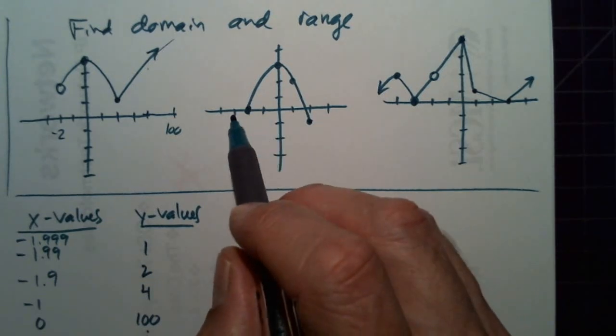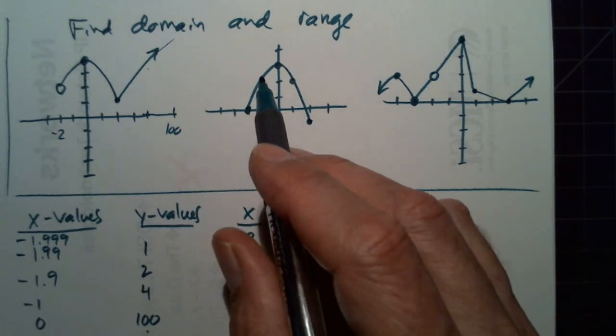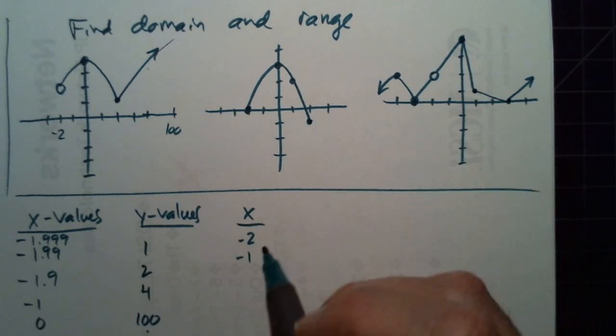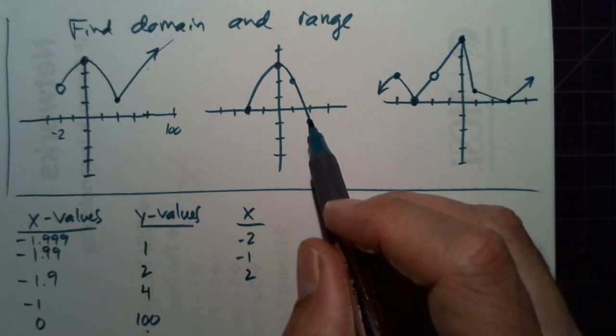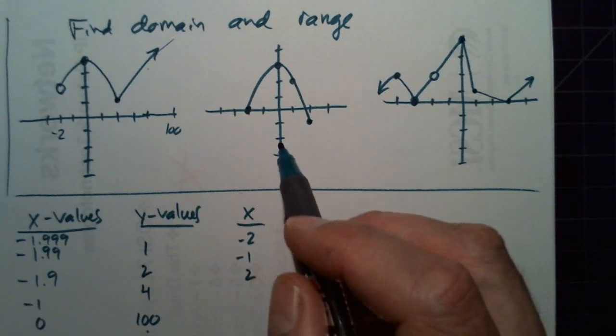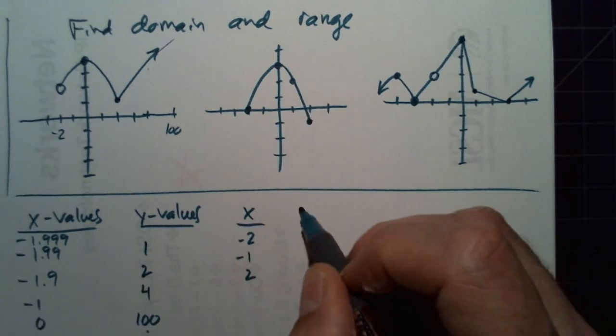All right, x values that have a point on the graph. We're going to go to -3, no. -2, yes. -1, yes. 0, yes. 1, go out to 2. 2, yes. 3 is a no. So it looks like the domain goes from -2 to 2, and we get to include those.